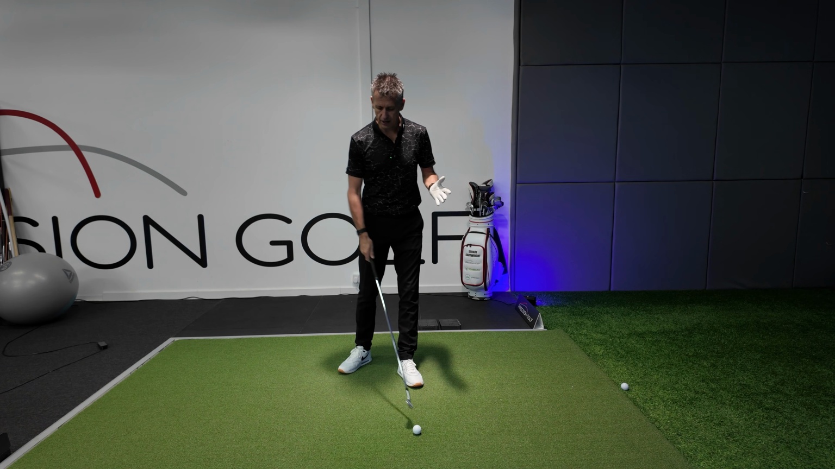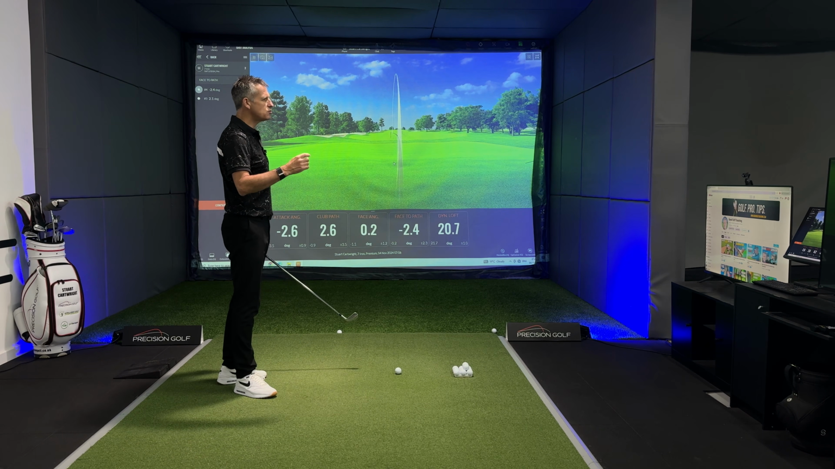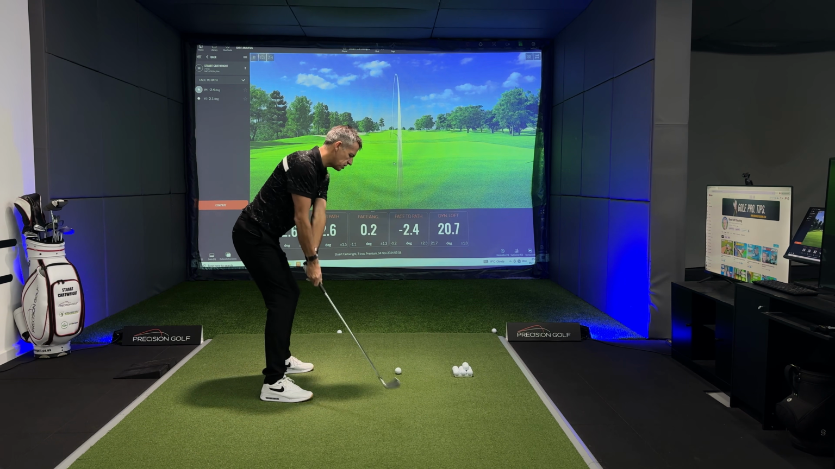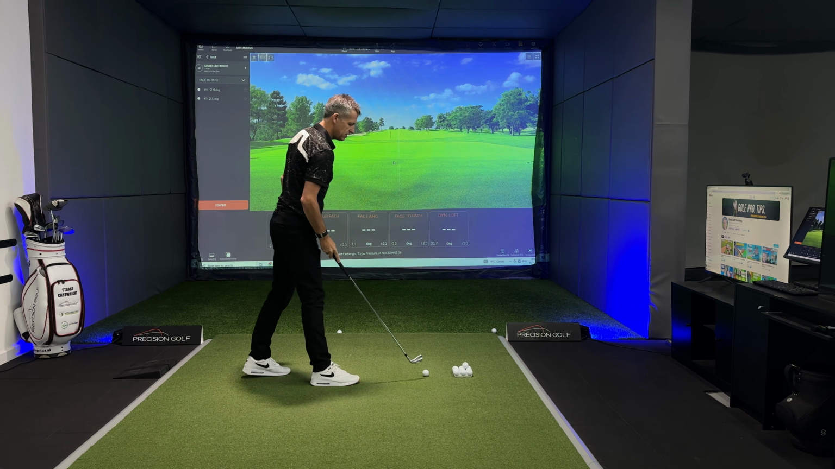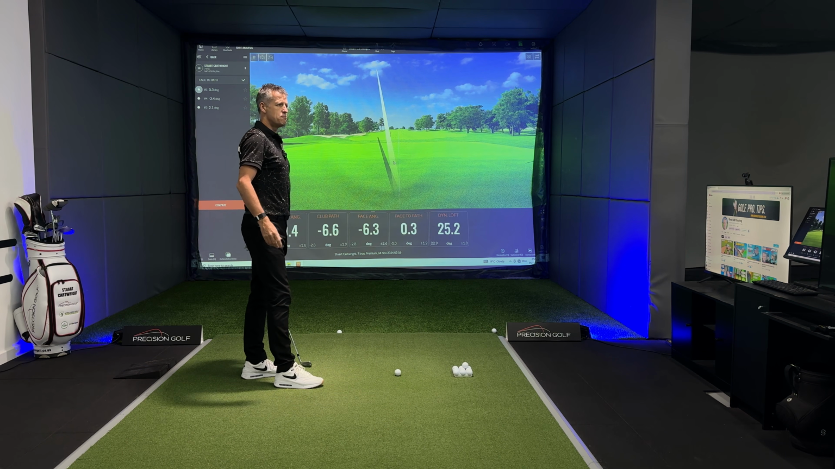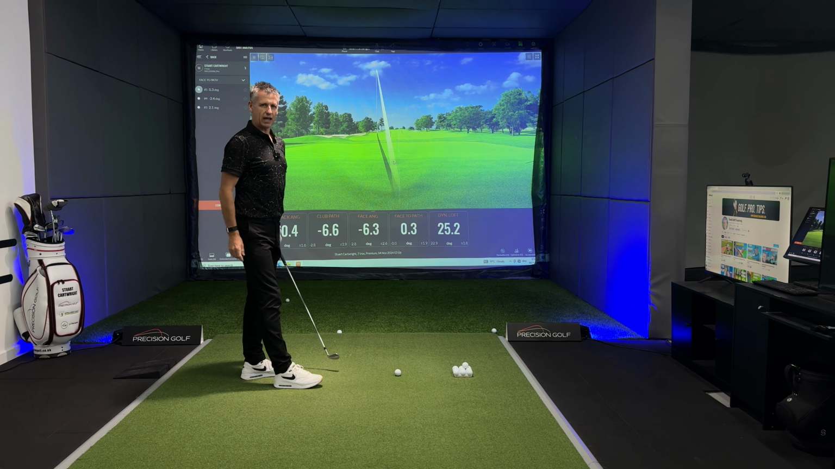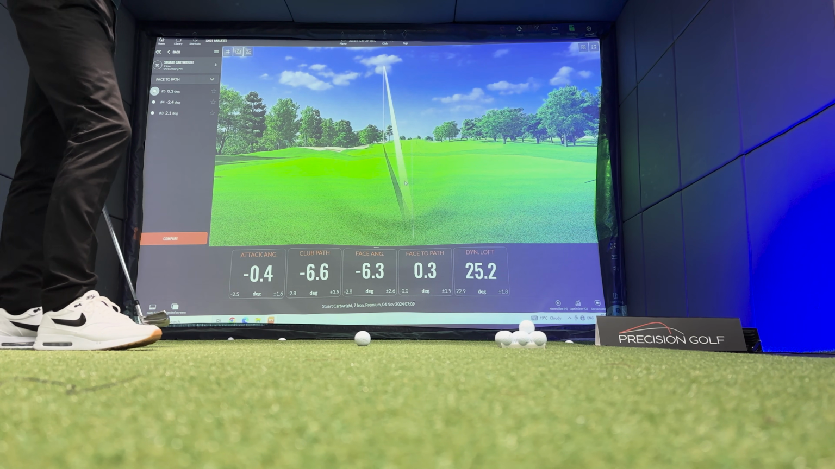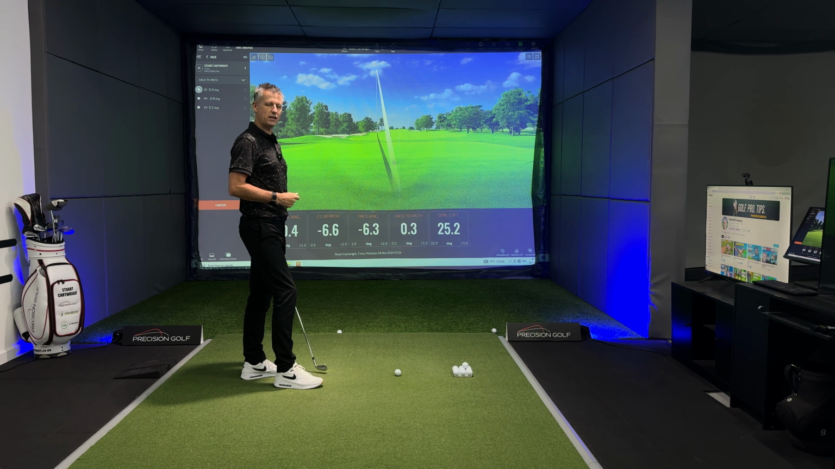So when we hit a fade, in old money, the way people used to perceive a fade is this shot that goes absolutely nowhere, and that was a terrible attempt at a fade. That was what many would say is a pull. It did have a bit of fade on it. It only had 0.3 face to path, and for those of you that are not familiar with my channel, the face to path value is the ingredient that will measure whether the ball bends right or bends left.